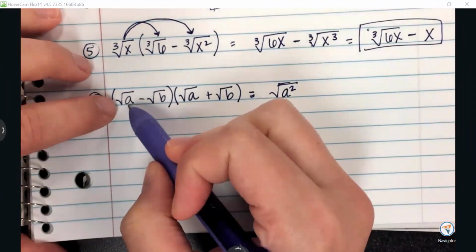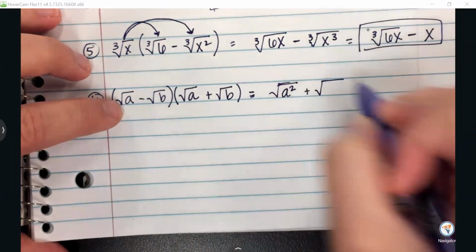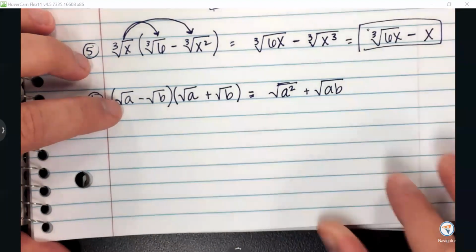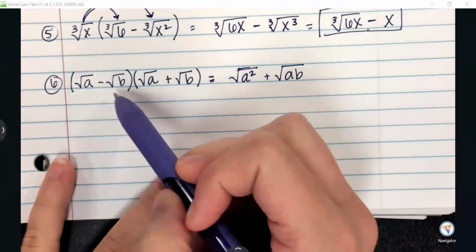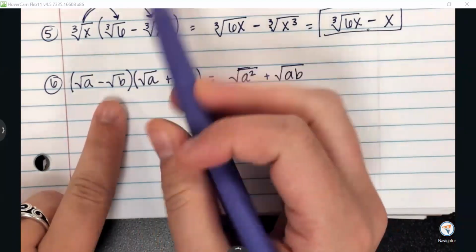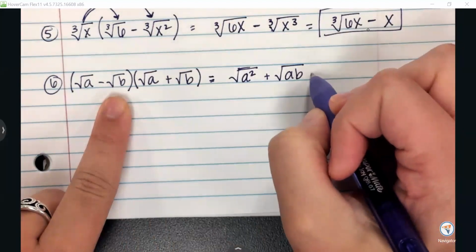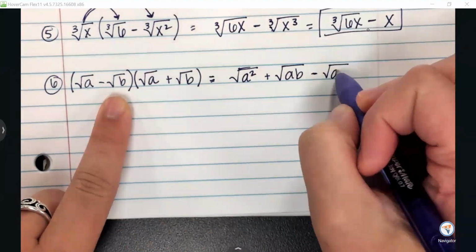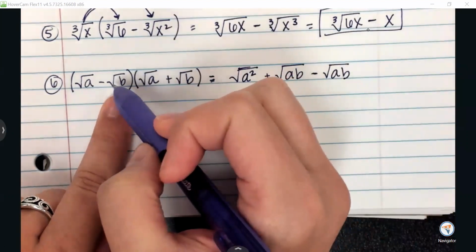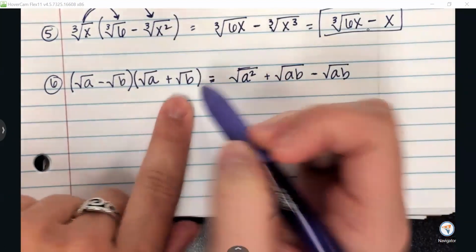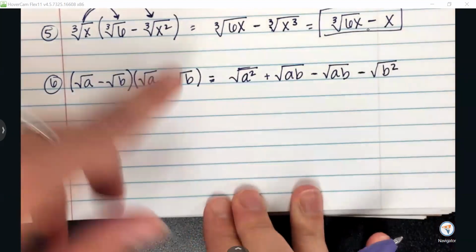Then I have square root of a times square root of b, which would give me a positive square root of ab. Then I have to do the negative square root of b, sorry. So the negative square root of b times the square root of a is a negative square root of ab. And the negative square root of b times the positive square root of b is a negative b squared.